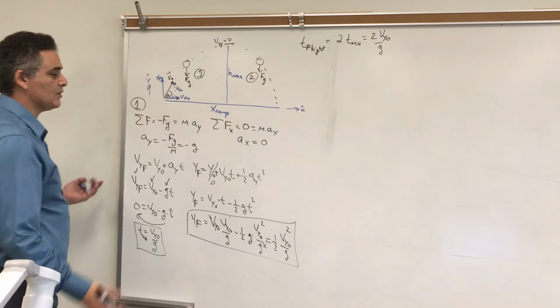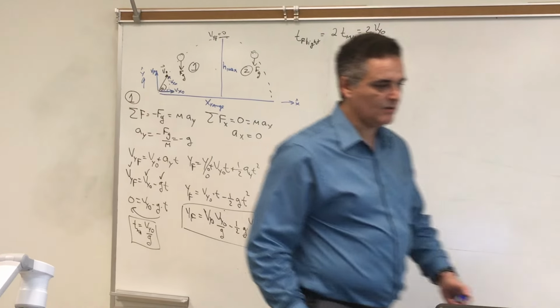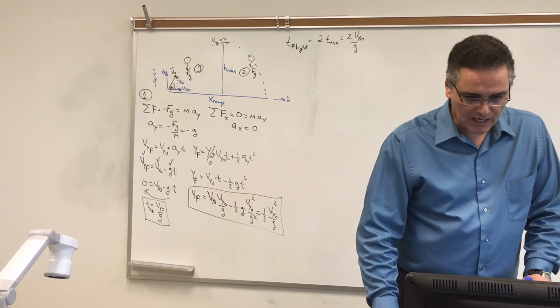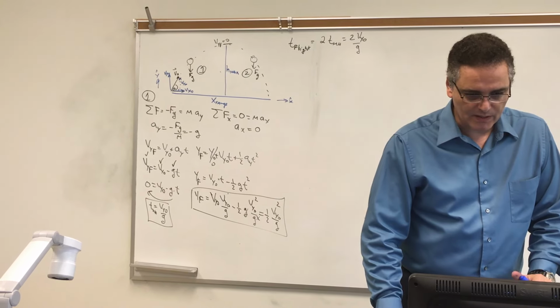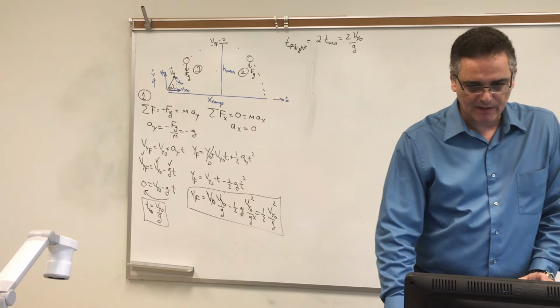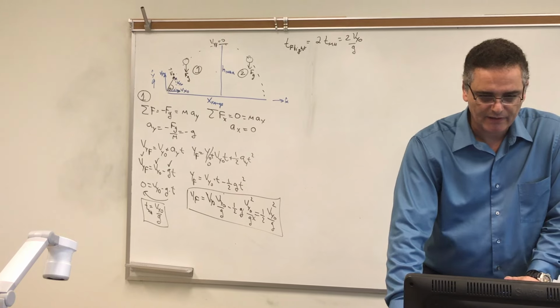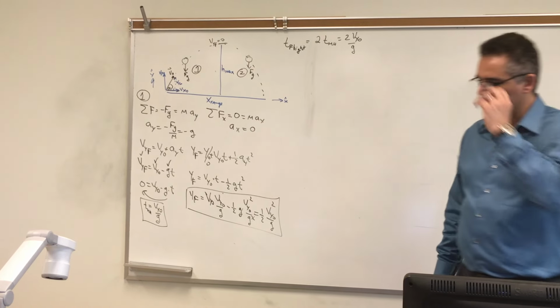So the first question asks us how long will the ball be in the air? How long does the ball stay in the air? What is the maximum height above the ground reached by the ball? What is the acceleration, in magnitude and direction, at the highest point? And then how far across the field does the ball go?